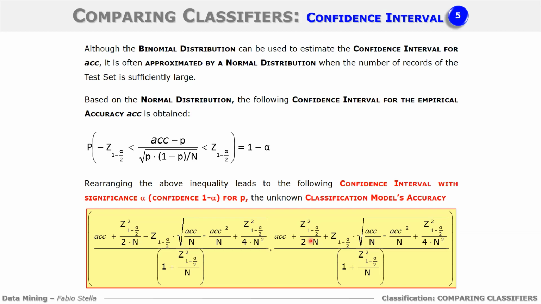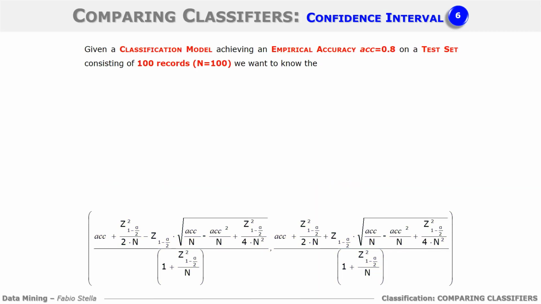And by definition, the true but unknown accuracy of the classification model will be contained in this confidence interval with probability equal to 1 minus alpha. Let us now show how to exploit what we have derived concerning the confidence interval for the true but unknown value of the accuracy of a classifier.